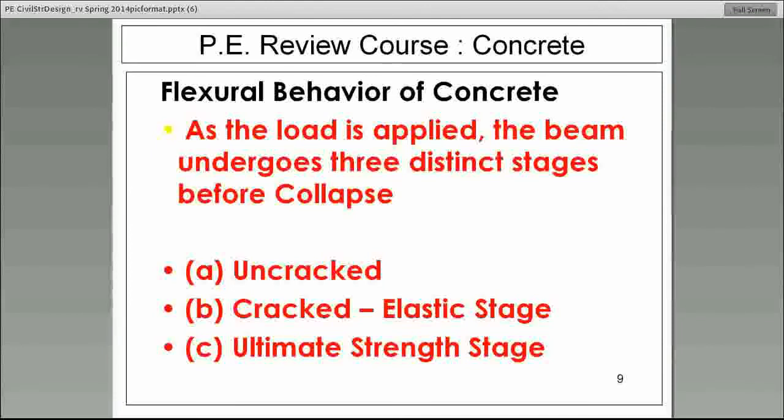And Joseph says also sometimes gamma is used for unit weight. Yes, you're correct. W or gamma is used for unit weight. But gamma is usually used for soil, and for concrete, it's customary to use W. All right.